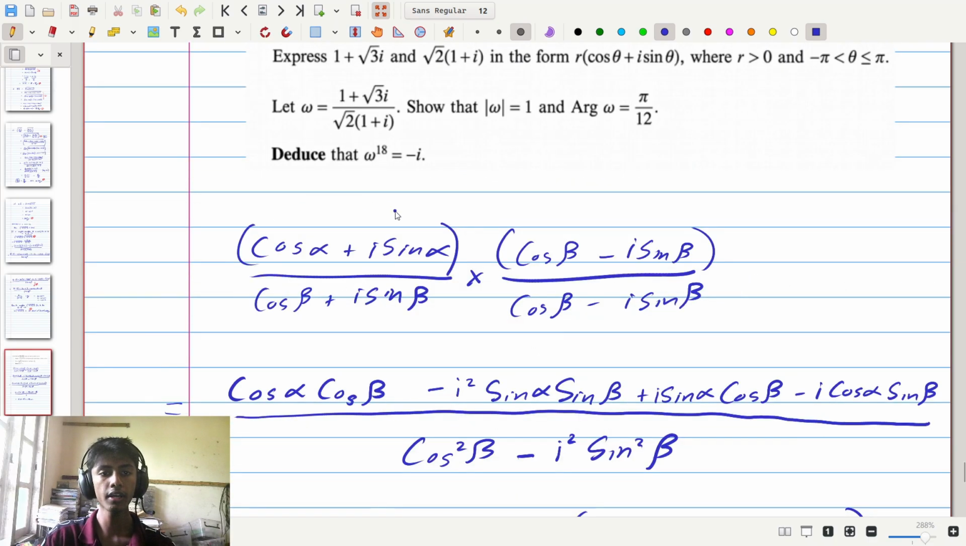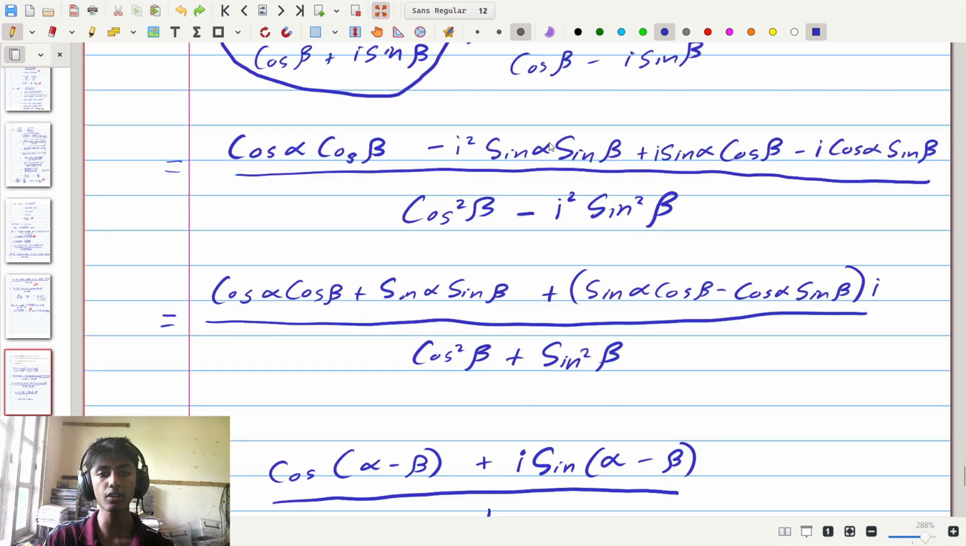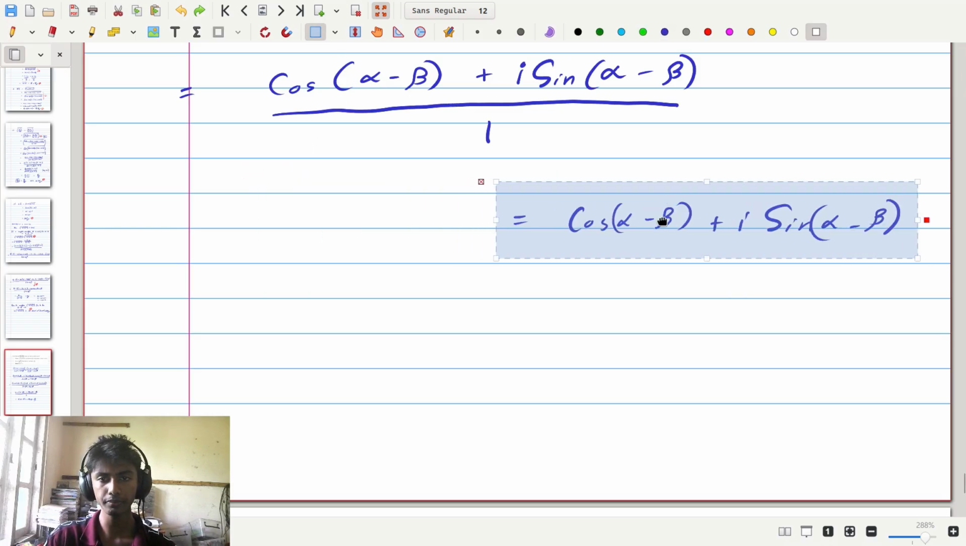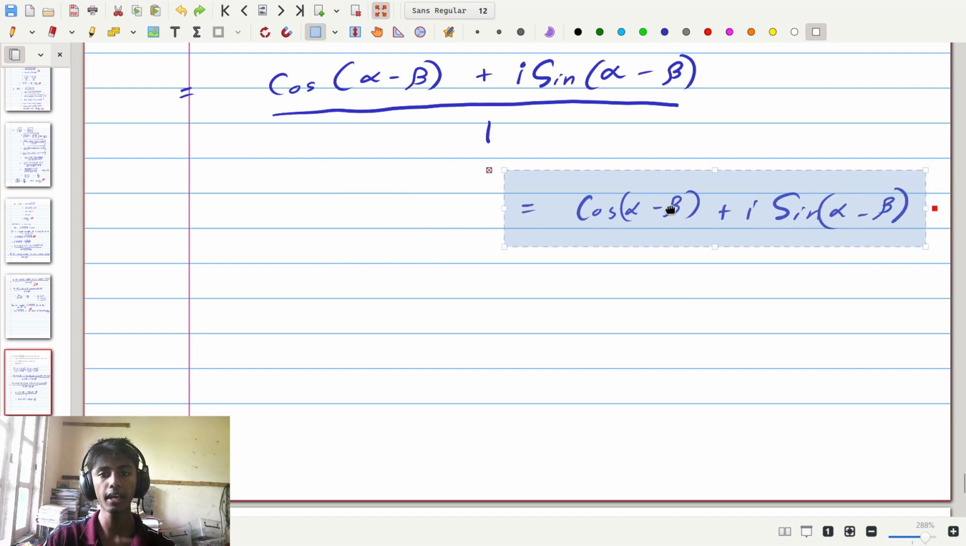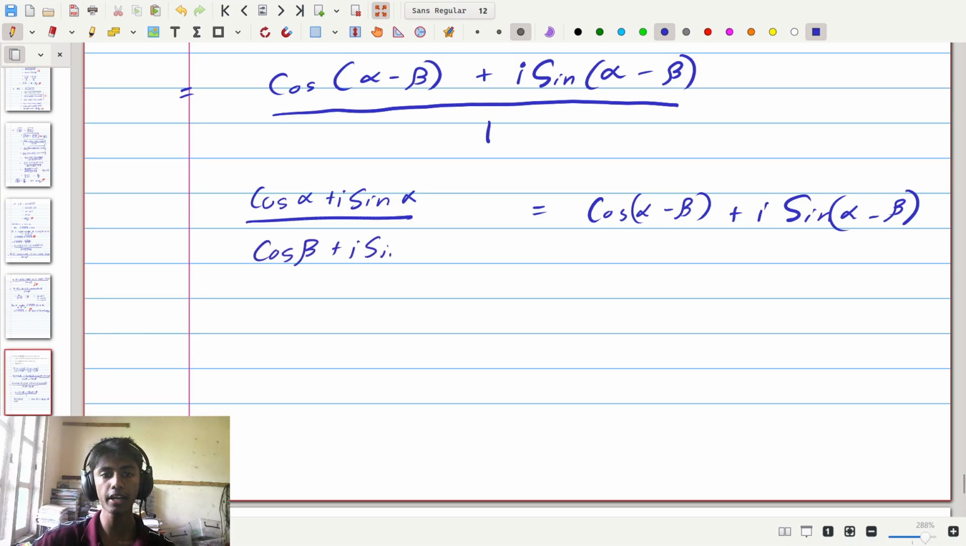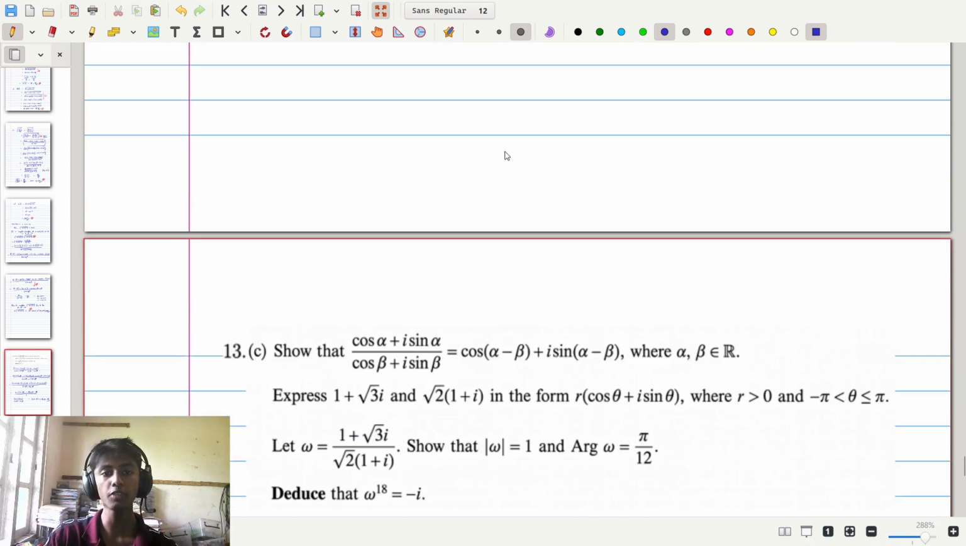We have shown that this value right here is equal to cosine of alpha minus beta plus I sine alpha minus beta. If you want, as a final summary, we can write something like this: cosine of alpha plus I sine of alpha divided by cosine of beta plus I sine of beta equals cosine of alpha minus beta plus I sine alpha minus beta. Now with that, let's move on to the next part of the question.